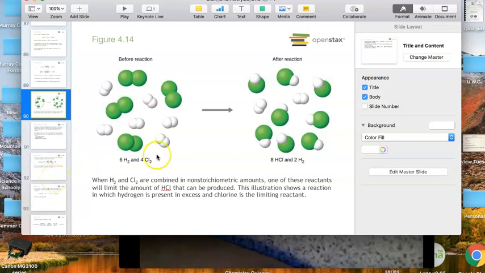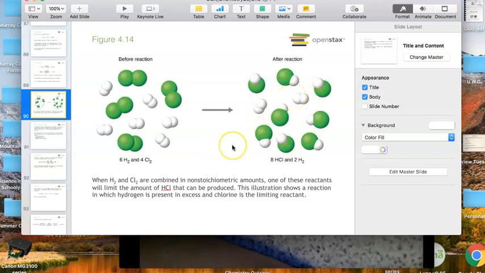Here I have a figure where we're looking at Cl2, which are the green spheres, and H2, which are the white. So I have 6 H2 molecules and 4 molecules of Cl2. And then after the reaction, I have 8 molecules of HCl, which are the green and the white. And I have 2 molecules of H2. So this is my excess reagent.